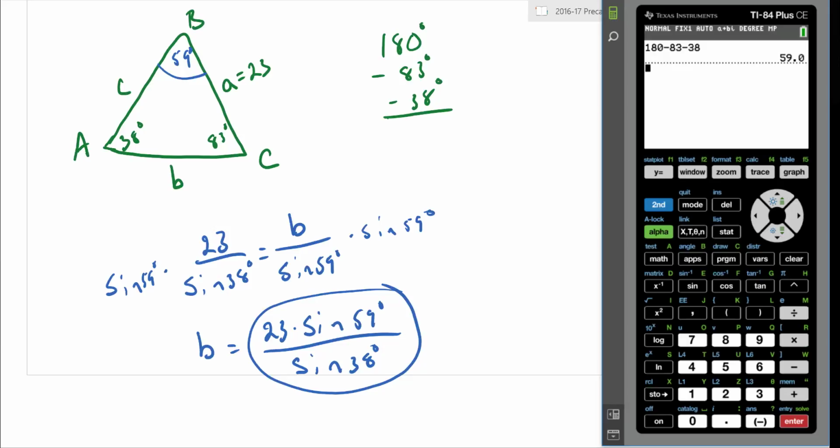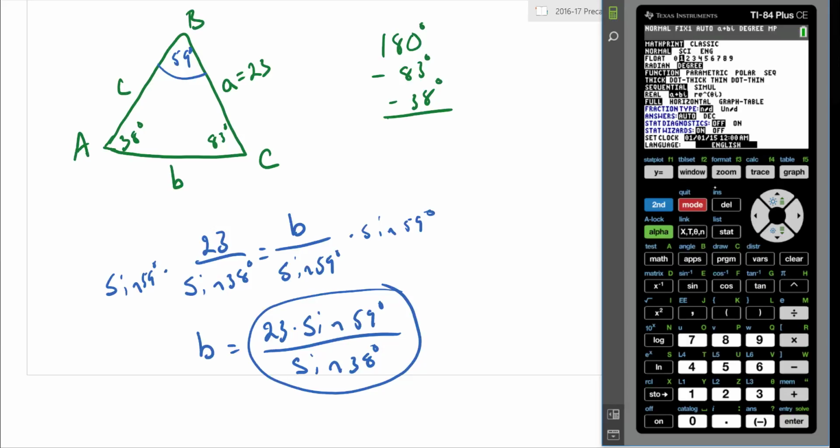I've set the mode on my calculator to measure angles in degrees, and I'm rounding to the nearest tenth. You will find that with these problems we round everything. We give our answers in decimal, unlike most of the work we do where I ask you to give your answers in fractions.